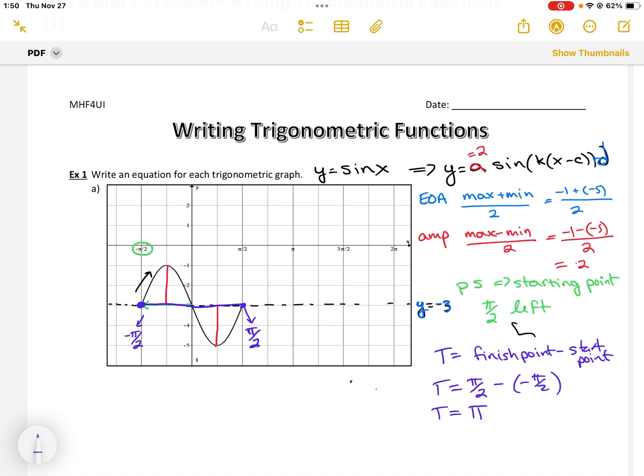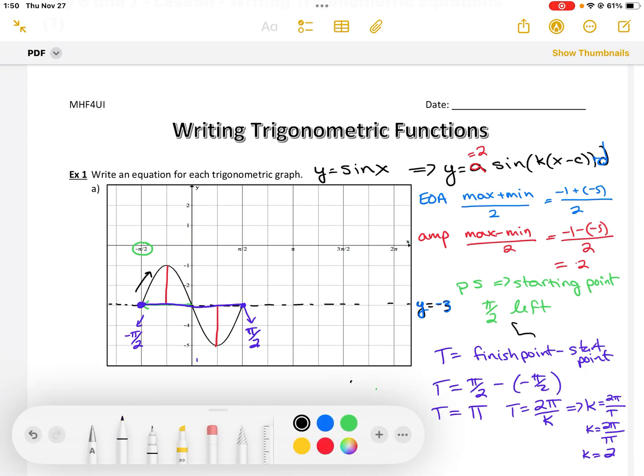If my period is pi, I know that the period and the k value are related using this equation here. So my k value is going to be 2π divided by the period, which is 2π divided by pi, which is going to give me a k value of 2.